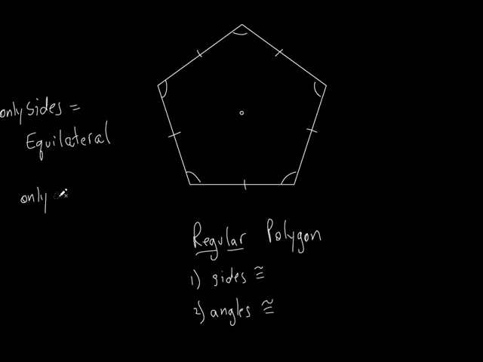What if only the angles were equal to each other and not the sides? What if all the angles were equal but the sides were not all equal? We wouldn't call it equilateral because lateral means sides. We would call it equiangular, because angles. So we would call this an equiangular polygon.